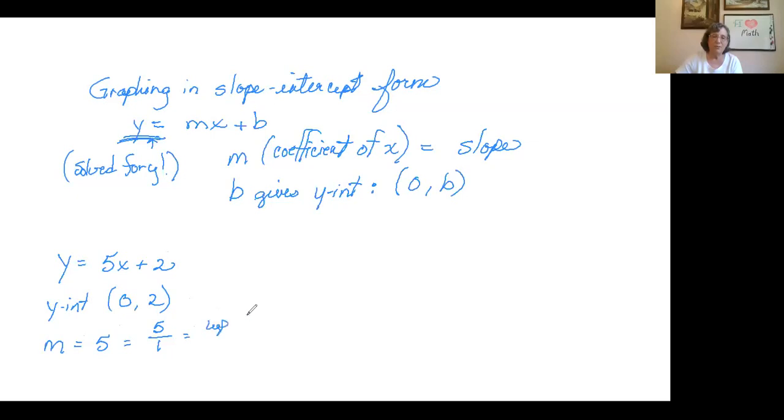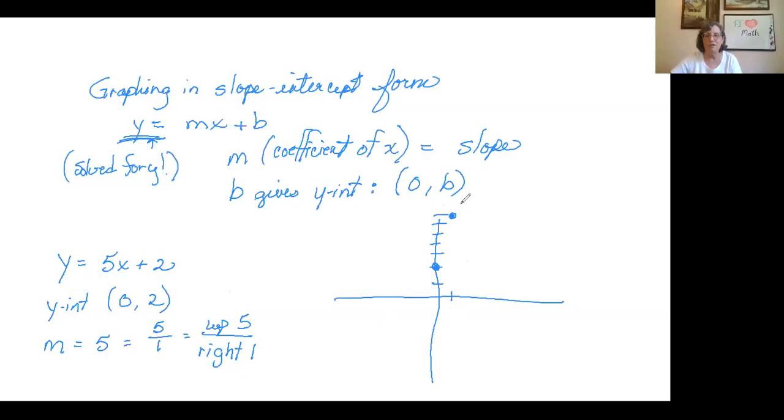So it means if I go up 5 and then right 1, I will go from one point on the line to another point on the line, provided I start out on the line. All I have to do to graph this is to start with my y-intercept, 0, 2, and then if I count up 1, 2, 3, 4, 5, and over 1, and mark a second point, I've got 2 points to give me my line.